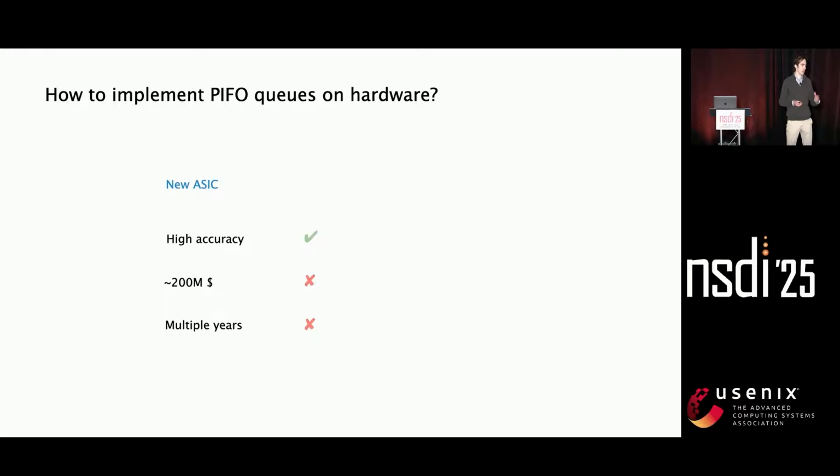So it takes around 5 to 10 years to come up with a new ASIC, and it costs around $200 million. And as proof of that, PIFO queues were proposed in 2015. Now it's 10 years later, and we still don't have a vanilla PIFO implementation on a switch. Another approach will be to leverage programmable switches to approximate those PIFO queues on hardware.